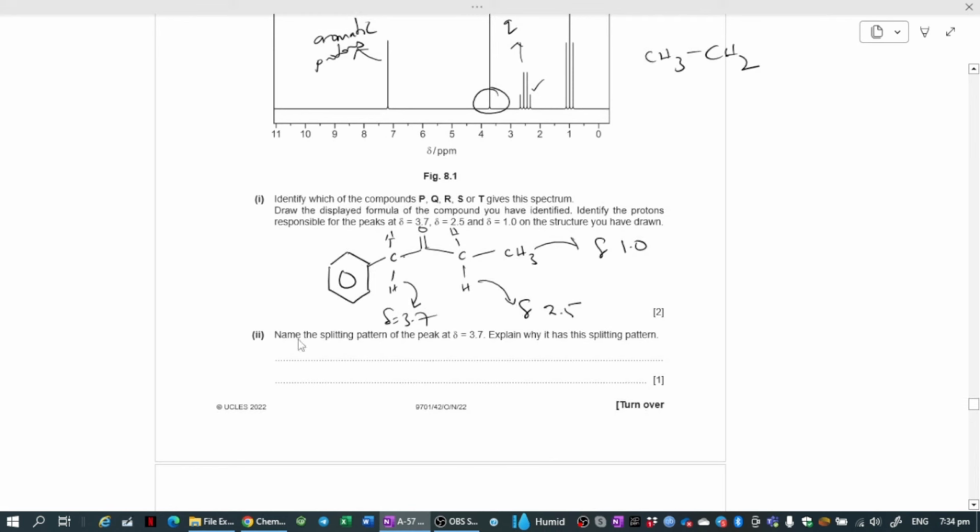Right? Then they say name the splitting pattern of the peak at delta 3.7. It's a singlet, and explain why it has this pattern. No adjacent protons on the carbon, or no neighboring protons on the carbon, or no adjacent hydrogen atoms on the carbon. Right? Good.